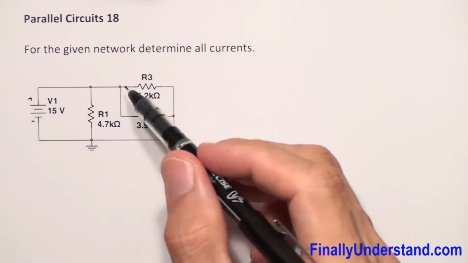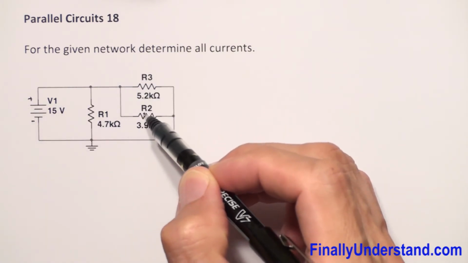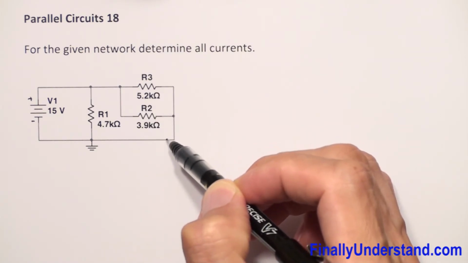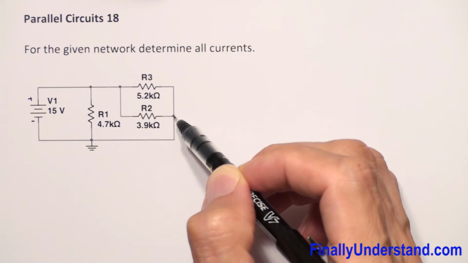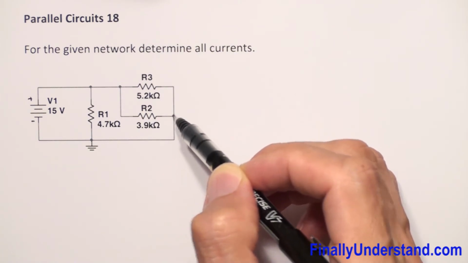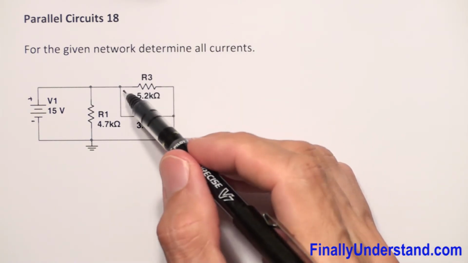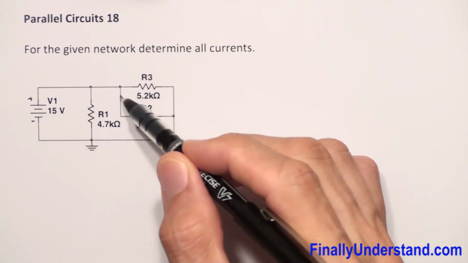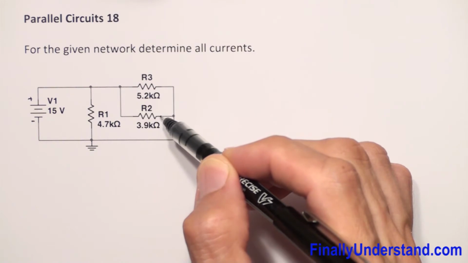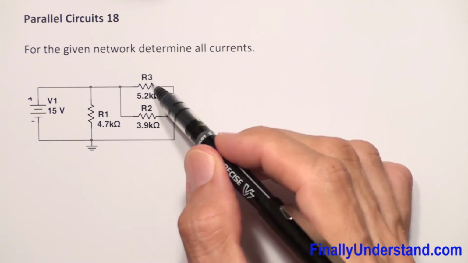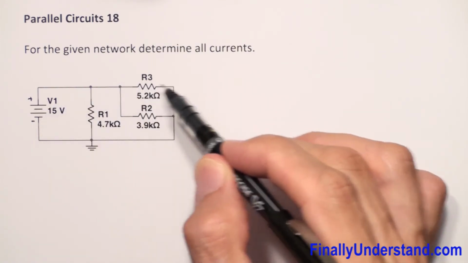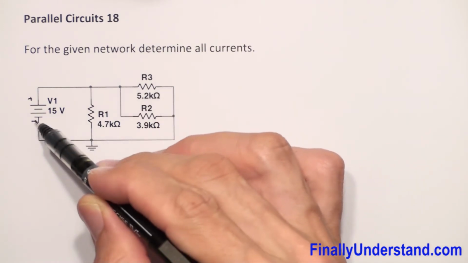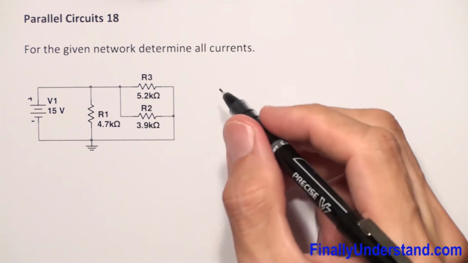Positive terminal is connected to the resistor R2, and also negative terminal is connected to resistor R2 at the bottom, right? On this side we can say, okay, so it means that voltage source is connected directly to the resistor R2. And let's take a look at resistor R3. R3 is connected to the positive, and R3 is also connected to the negative terminal of my V1.